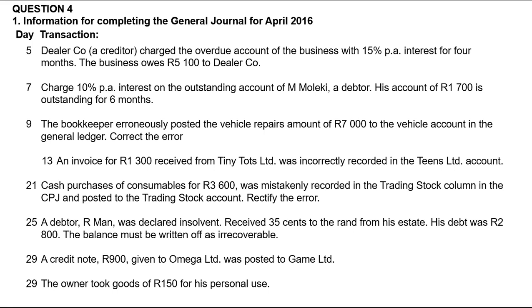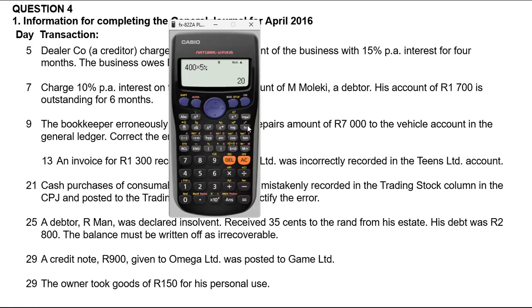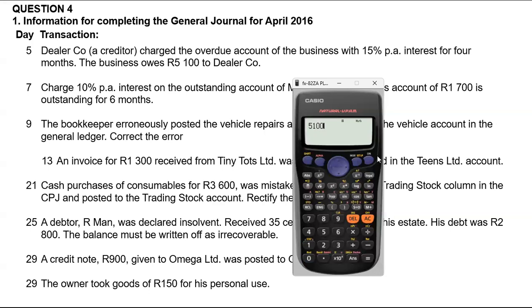And you need to remember that interest on a liability is an expense. You will take that 5,100 multiplied by 15%, and then multiplied because they said 15% per annum. Per annum means what? The answer that you got there is per year. You still need to apportion it to 4 months because you don't need interest for the whole year. You only need interest for 4 months. You will therefore multiply that by 4 divided by 12. And you will get 255.